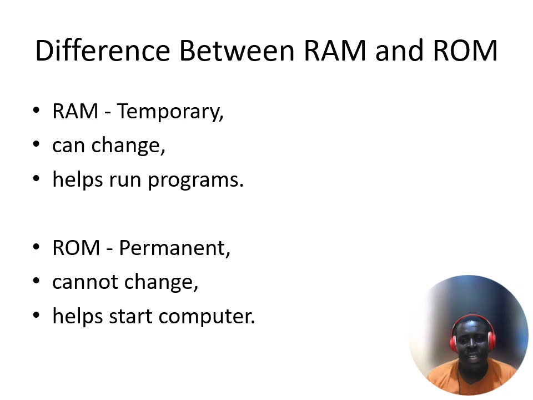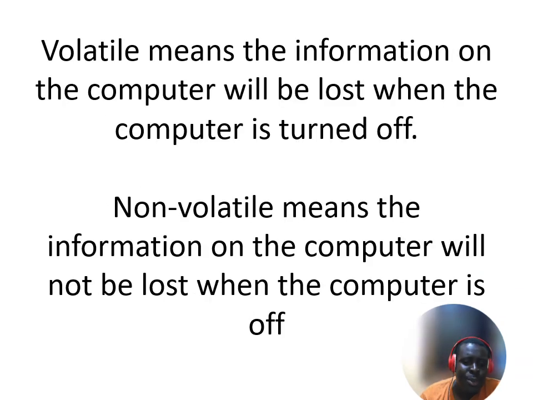All right, good. So let's dive into the meaning of volatile and non-volatile more, right? So as I've been trying to explain, volatile means the information on the computer will be lost when the computer is turned off. So when we say a volatile memory, it's a type of memory that will lose its information or data when the computer is turned off. And then non-volatile means that the information on the computer will not be lost when the computer is turned off.